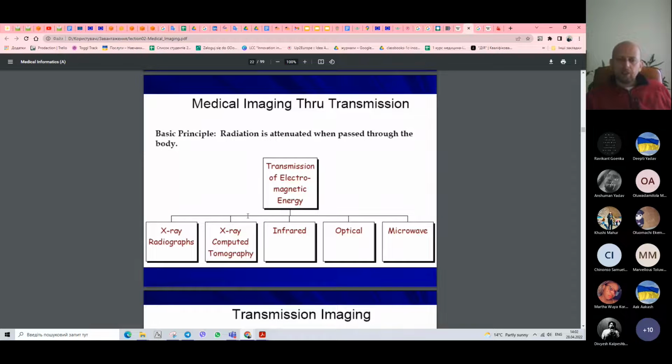Basic principle: radiation is attenuated when passed through the body. We have transmission of energy, electromagnetic energy, and we have different types: X-ray radiograph, X-ray computer tomograph, infrared, optical, and microwave.